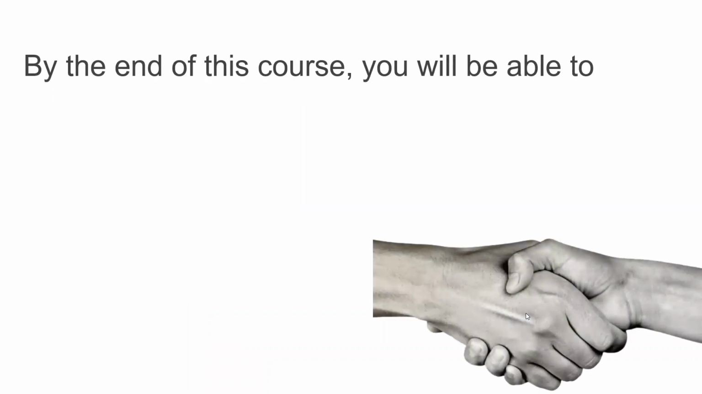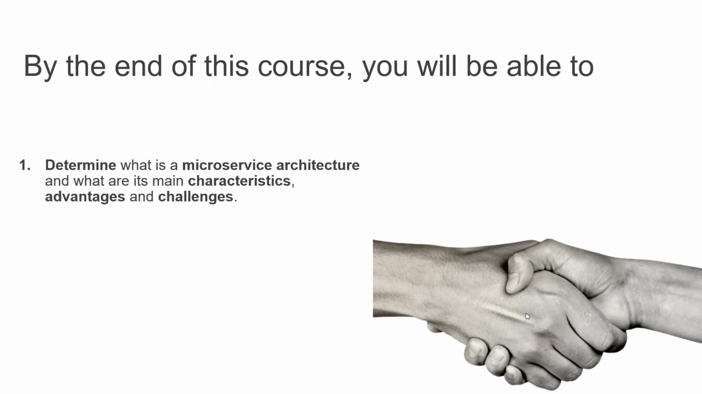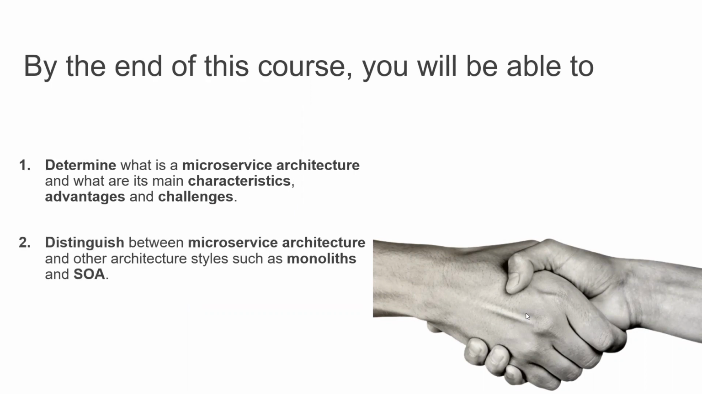The promise of this introductory video is to help you be able to determine and have an idea on what is a microservice architecture, in addition to being aware of its main characteristics, advantages, and challenges. The second aim is to distinguish between microservices and other standard architecture styles such as monoliths and service-oriented architecture. And the third objective is to take the right decision on when to adopt the microservice architecture style. If you are interested in this, let's jump into the presentation agenda.